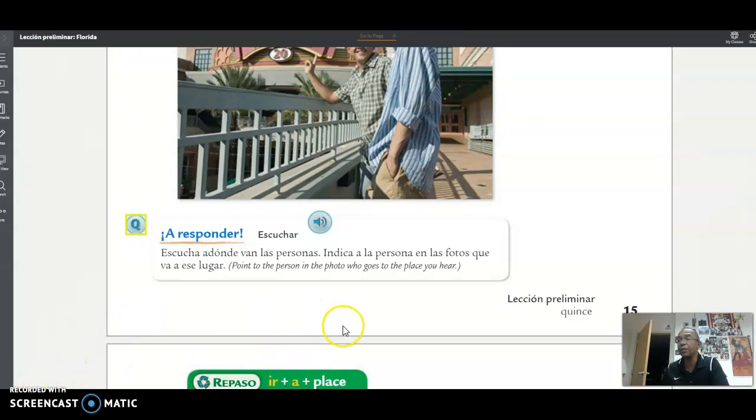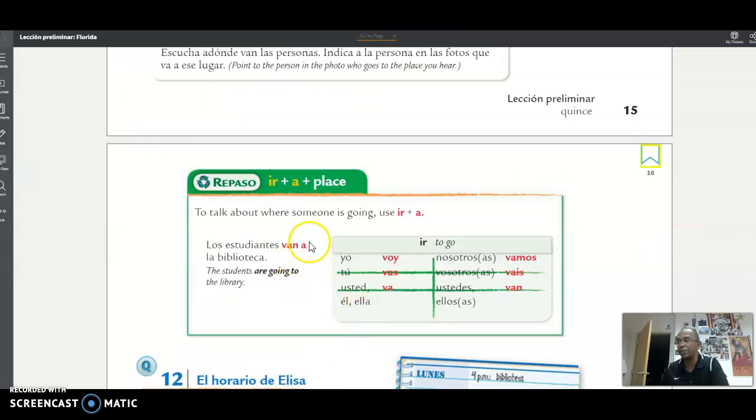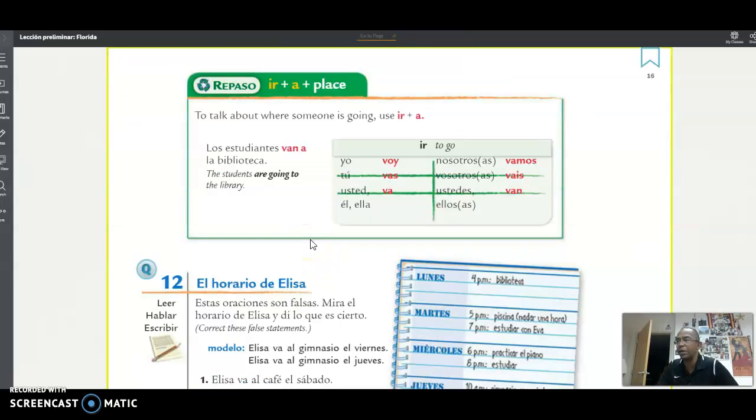But before I leave, I just want to make sure that you have this form right here, which is very important, which is the verb ir. As you know, the verb ir is always followed by the preposition a. To talk about where somebody is going, you conjugate a form of ir, and then the preposition a. You say, yo voy a, tú vas a, él, ella, and usted va a, nosotros vamos a, vosotros vais a, ustedes van a, ellos and ellas van a. So don't forget that the preposition a is very important. It's like they're married, okay?